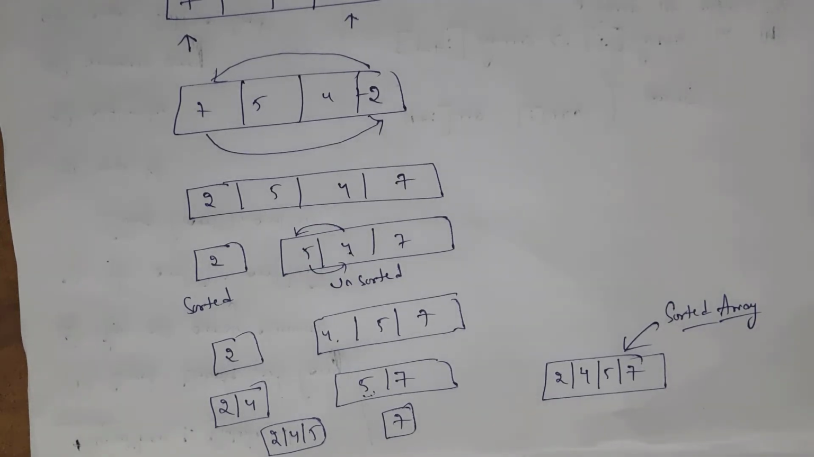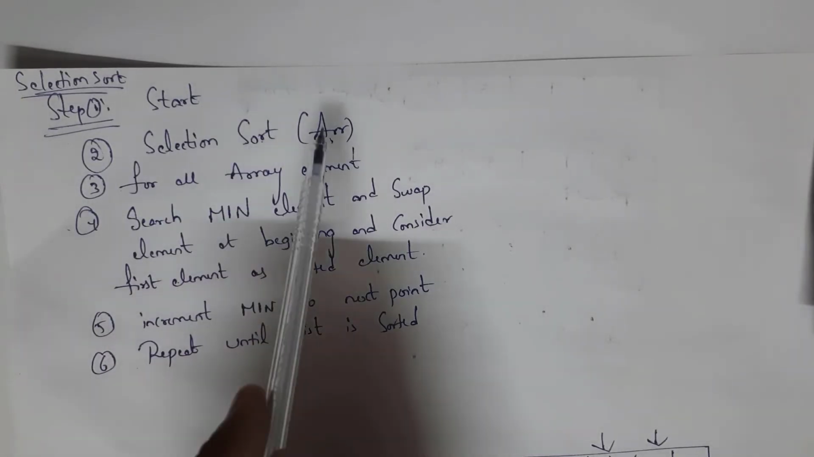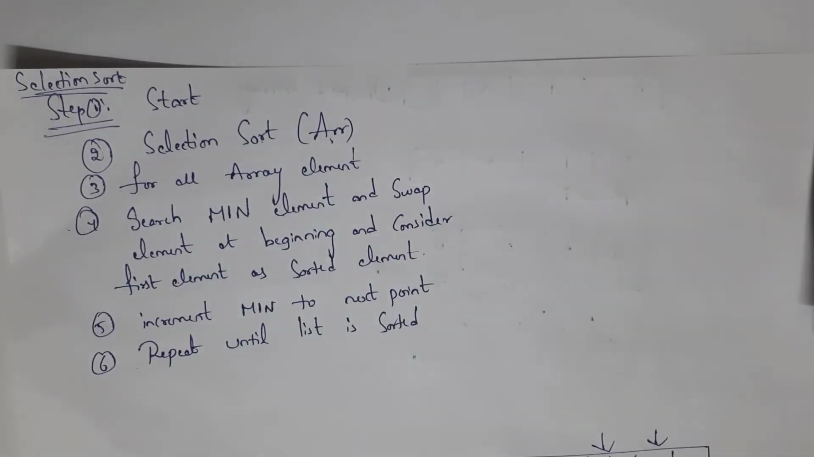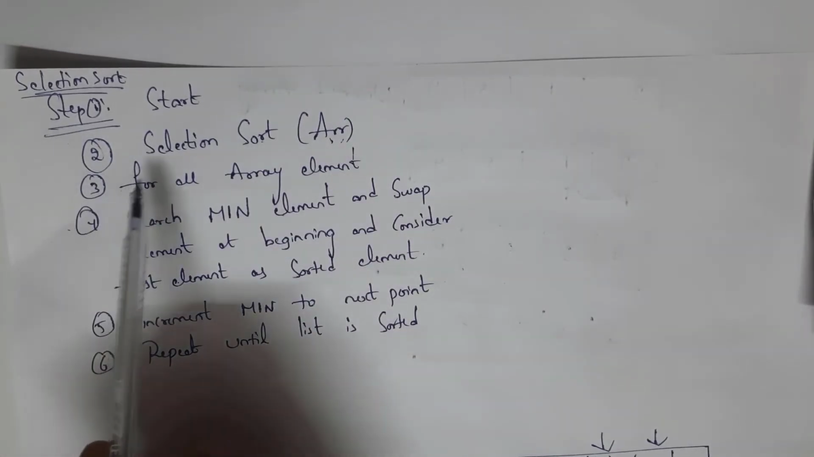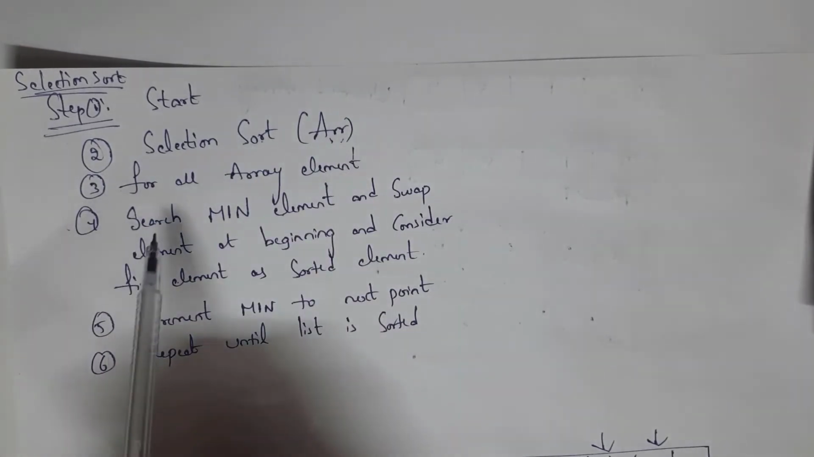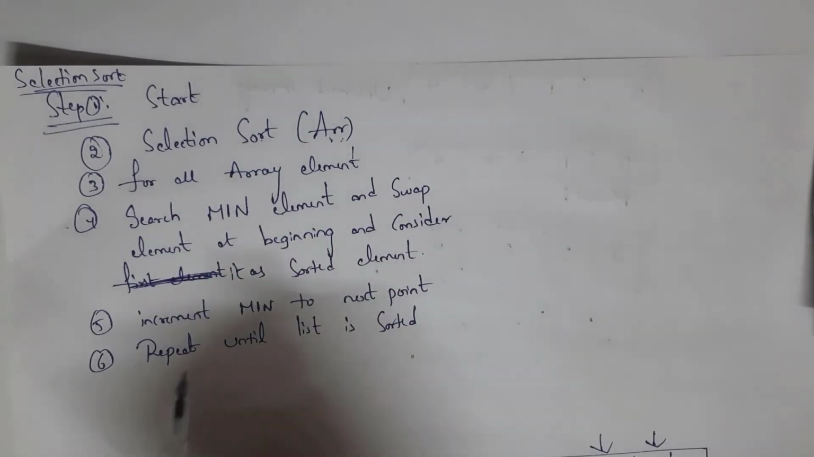Next I will explain the algorithm for selection sort. Here step 1 is start and step 2 is selection sort of array, because we are sorting an array of elements. So I have written here selection sort of array, and step 3 is, for all array elements, search the minimum element and swap the element at the beginning and consider it as a sorted element.